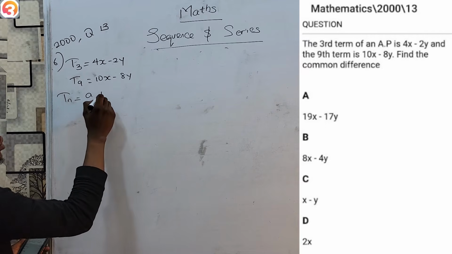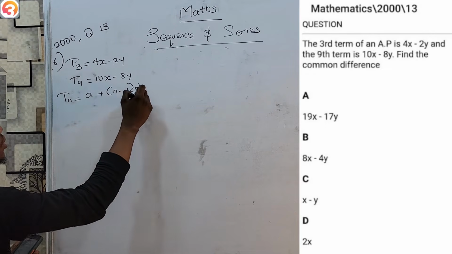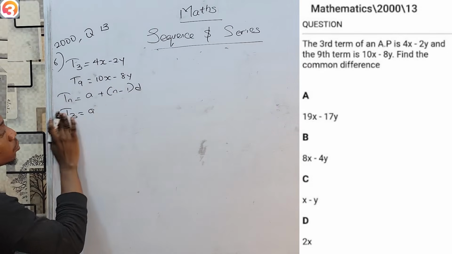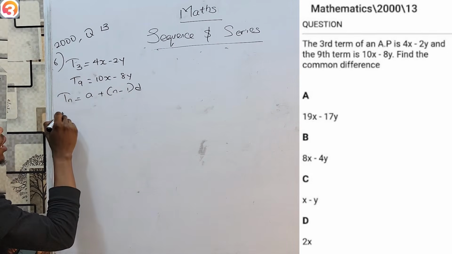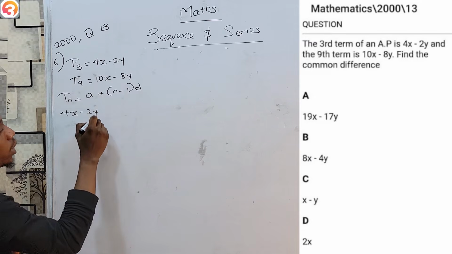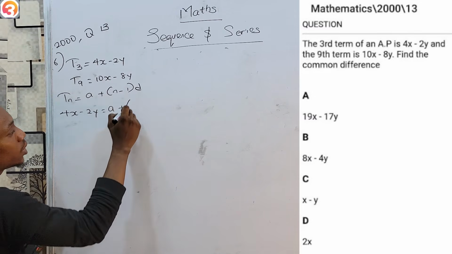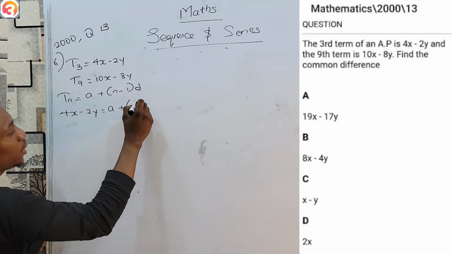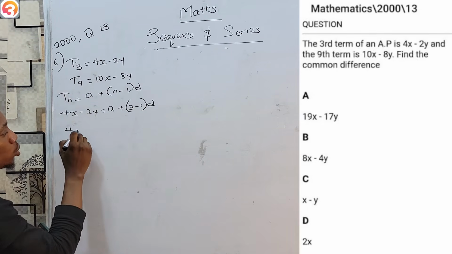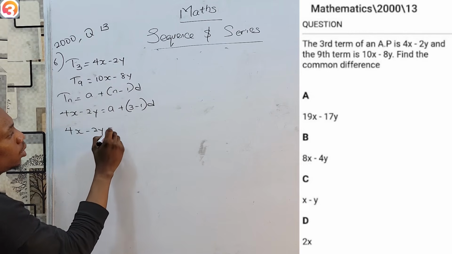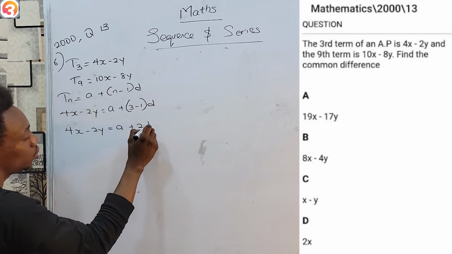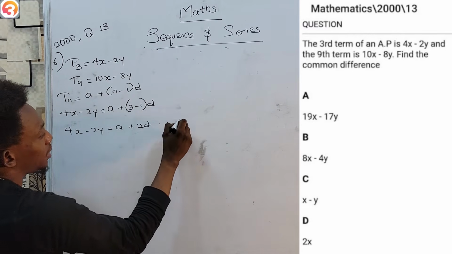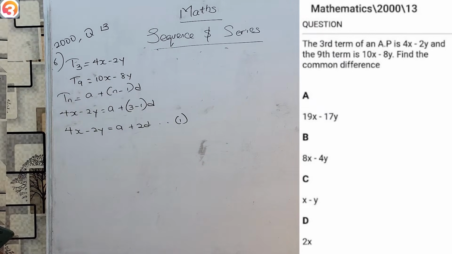Tn is a plus n minus 1 d. And then for T3, we have 4x minus 2y equals a plus, n is 3 in this case because we're at T3, minus 1, d. And so 4x minus 2y equals a plus 2d. We seem to have so many variables. Let's just leave it like this and try the next one.